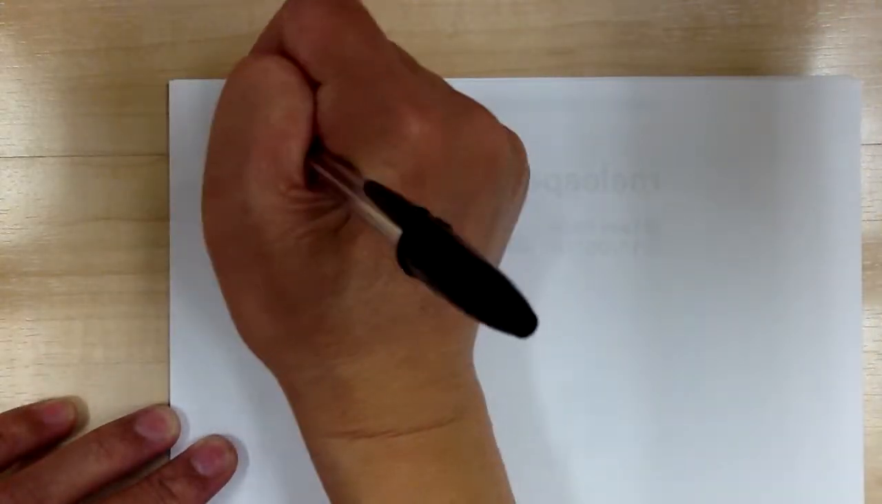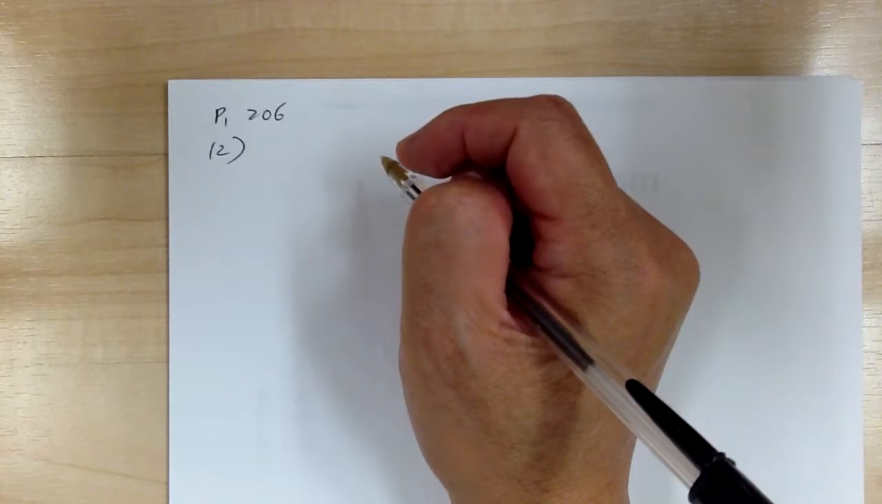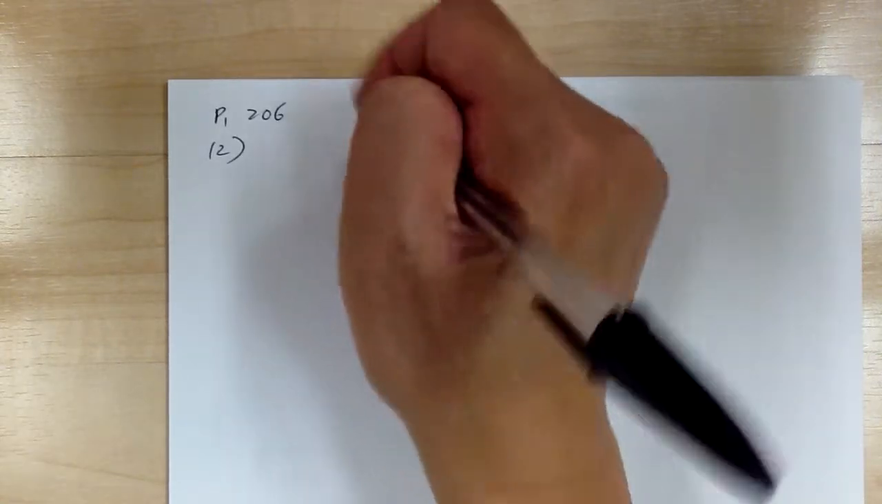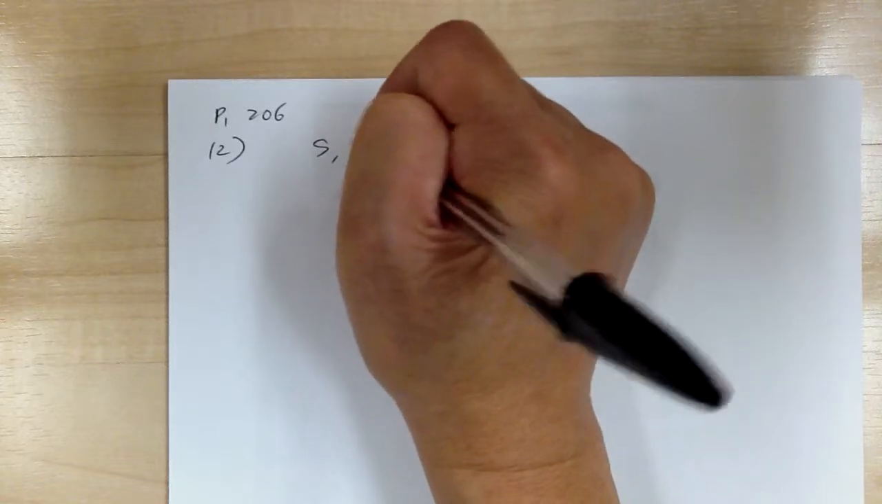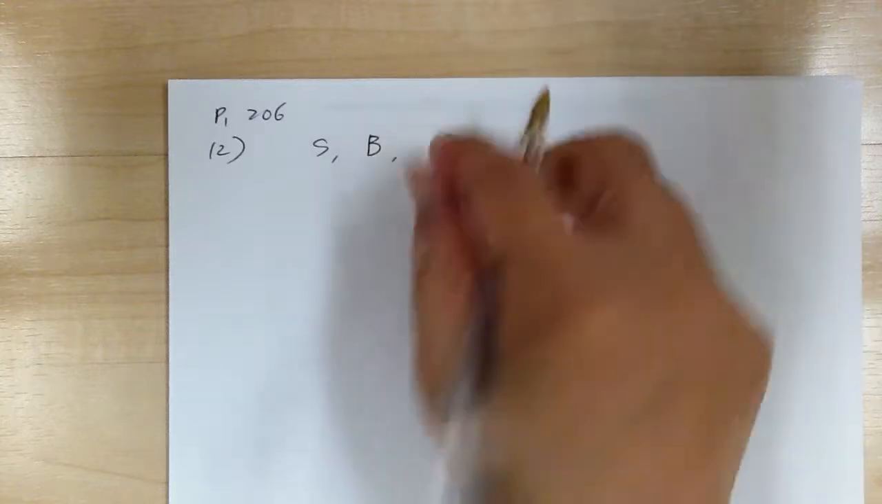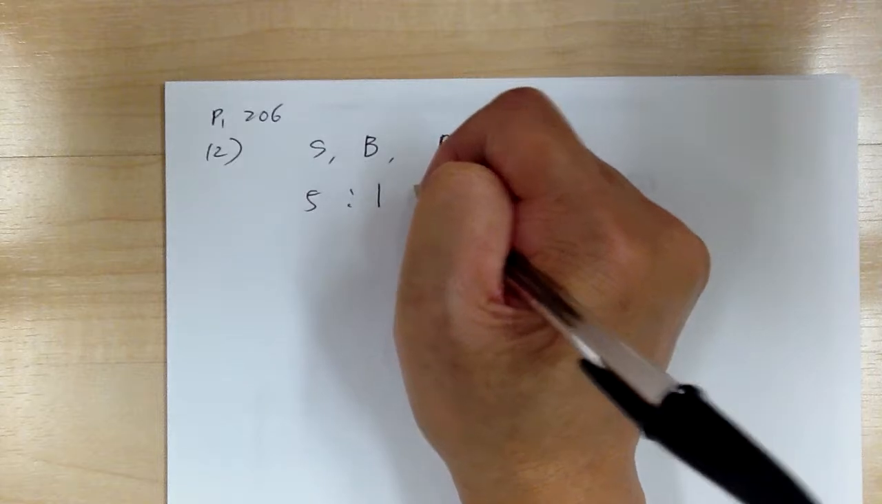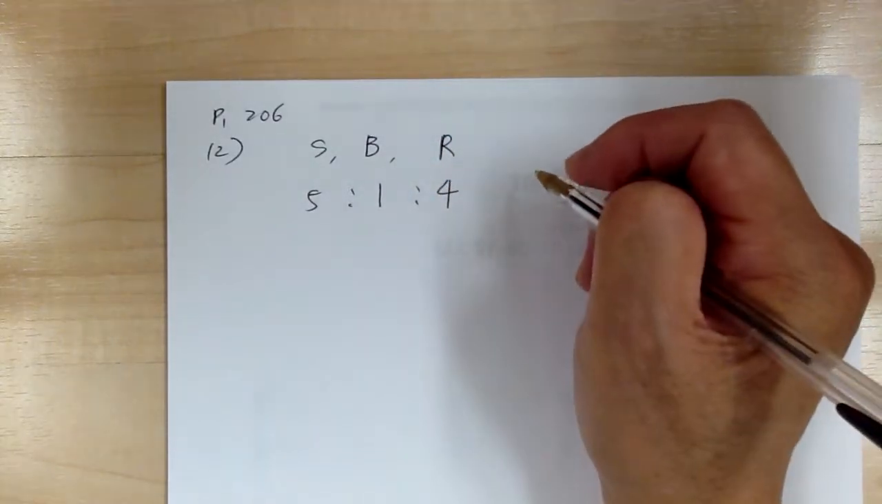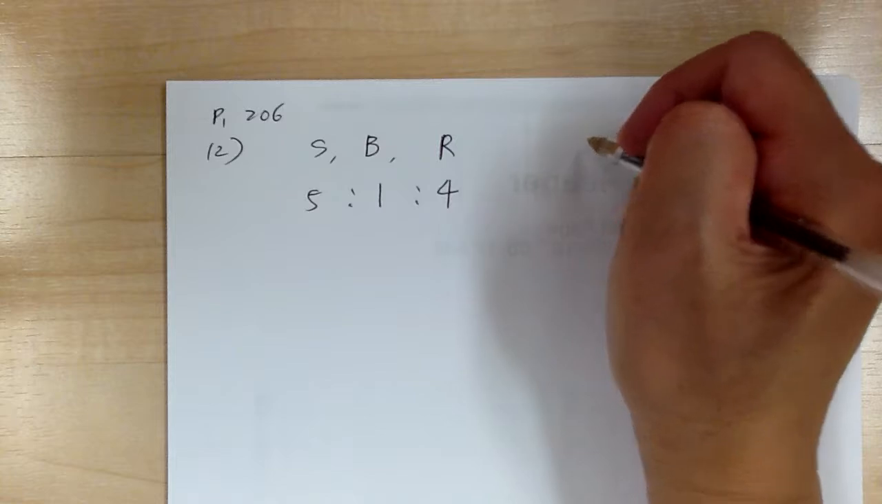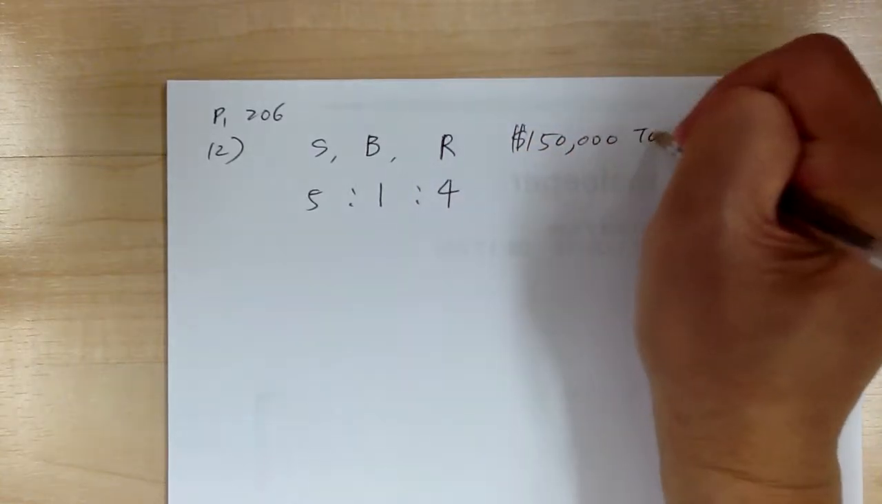Okay, let's go to number 12. It says a pension fund of 150,000 was invested in stock, bond, and real estate. Okay, and then in a ratio of 5 to 1 to 4. And the total is equal to 150,000. So this is the total, right?